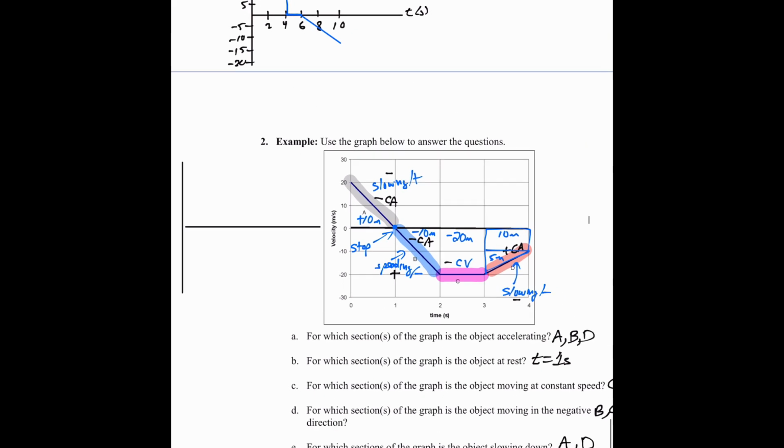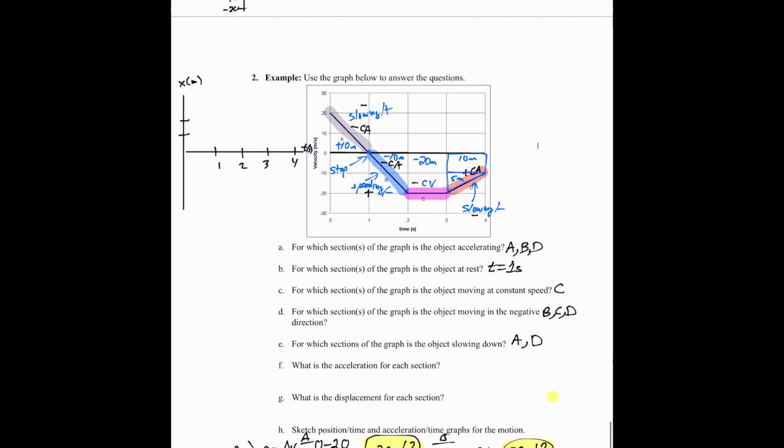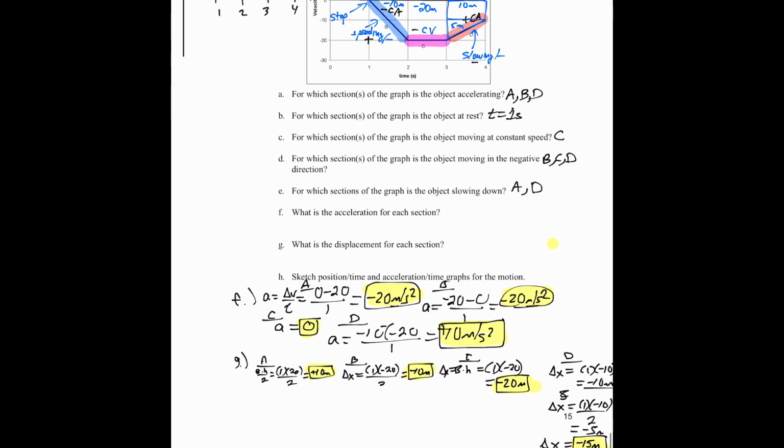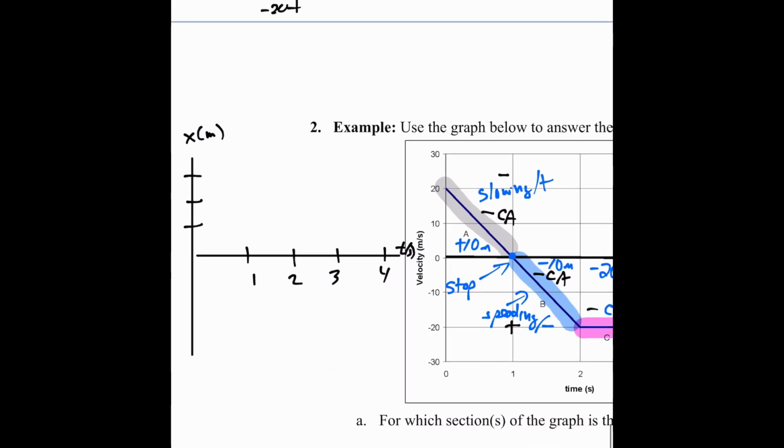Use the same time intervals, 1 to 4 seconds. So here's 2, there's 1, there's 3, there's 4. That's T in seconds. This is going to be X in meters. I think we could label this 10, 20, because my largest displacement seems to be negative 20. So I think we can go up to 30: 10, 20, 30, negative 10, negative 20, negative 30 on the x-axis.